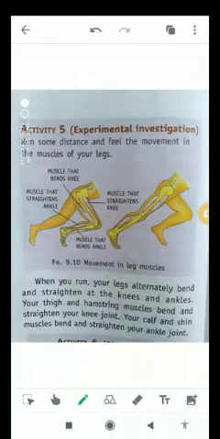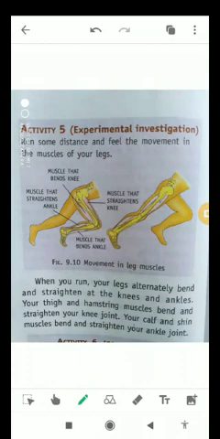Today in this video of class 6 science, we will talk about activity number 5 first of all. In this you can see that run some distance and feel the movement in the muscles of your legs. You can see the movement in leg muscles: the muscle that bends knee, muscle that straightens ankle, muscle that bends ankle, muscle that straightens knee.